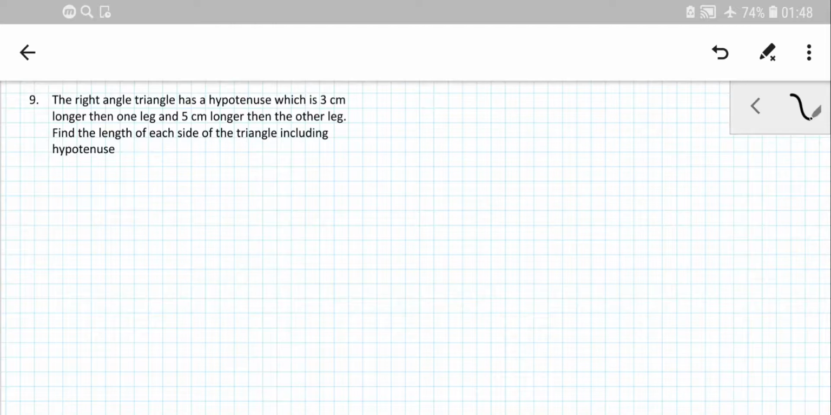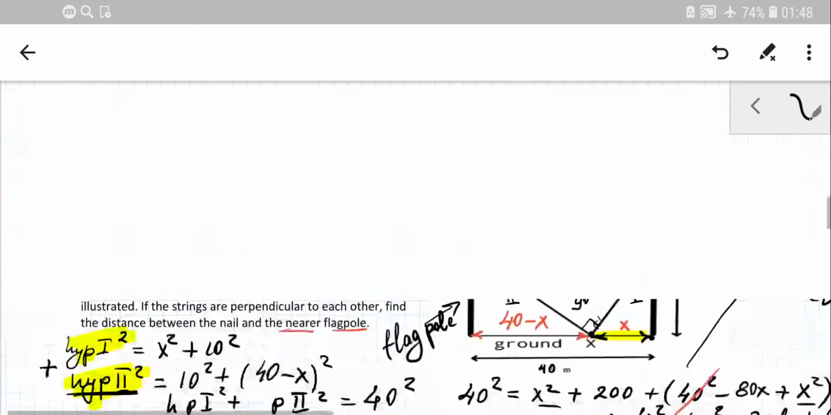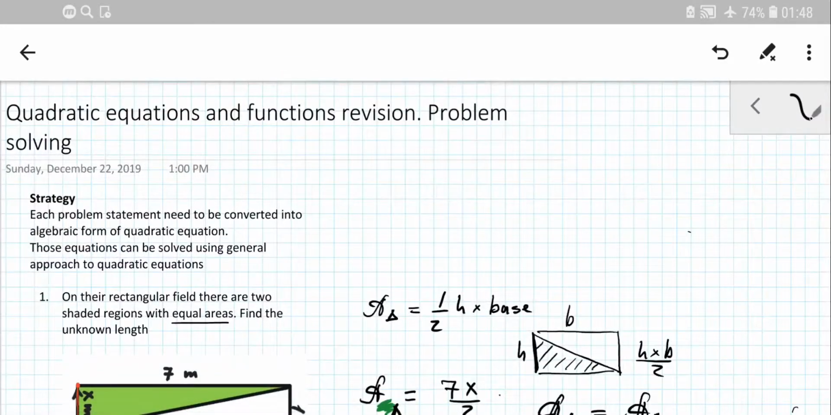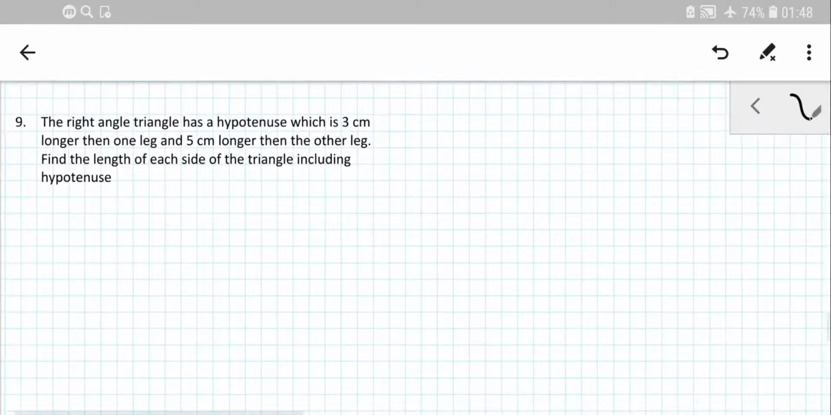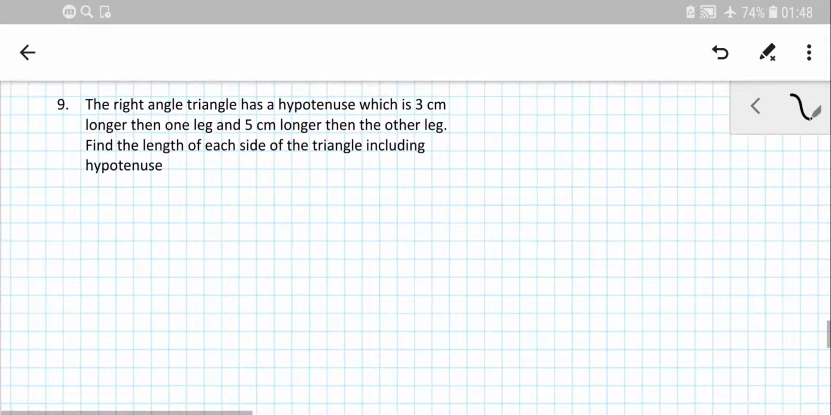This topic is about problem solving for quadratic equations and functions. We've gone through lots of problems here and we stopped at problem 9. We've got a right angle triangle with a hypotenuse which is 3 centimeters longer than one leg and 5 centimeters longer than the other leg. So we have the hypotenuse compared with two legs. Find the length of each side of the triangle, including the hypotenuse.